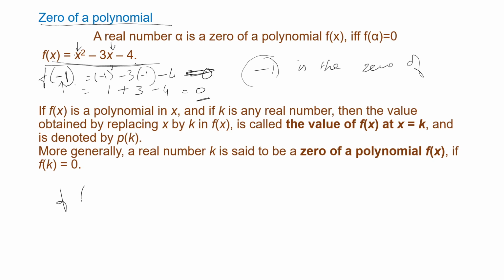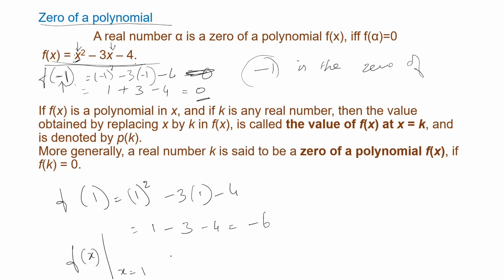Okay. Suppose I am substituting 1 here. So it will become 1 square, I am substituting 1 in this x. So minus 3 into 1 minus 4. So what is the value? 1 minus 3 minus 4, which is minus 6. So this can be written as f of x at x is equal to 1 is equal to minus 6. See here, this is the polynomial f of x. What value have we substituted? x equal to 1. And what is the answer we are getting? Minus 6. So f of x at x is equal to 1 is equal to minus 6.